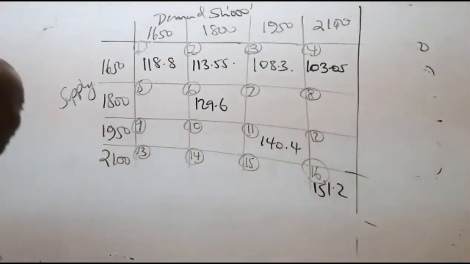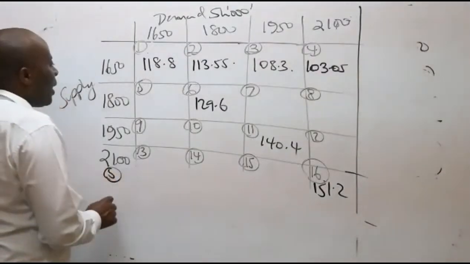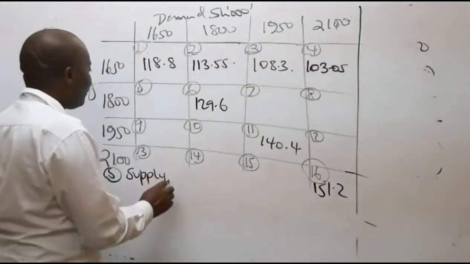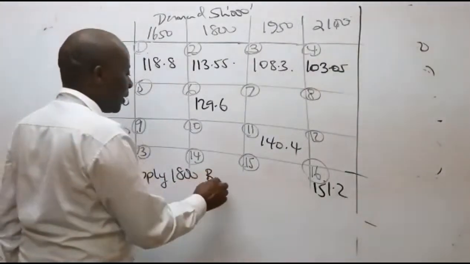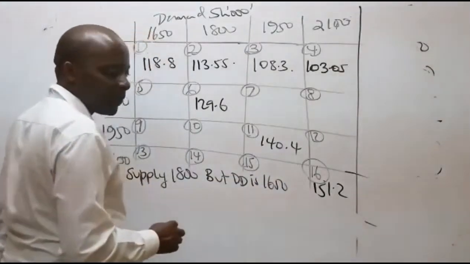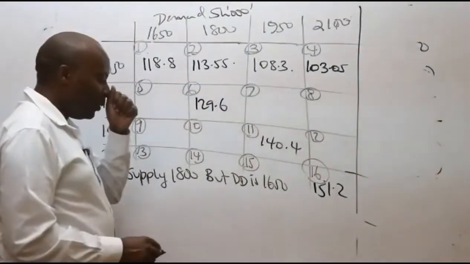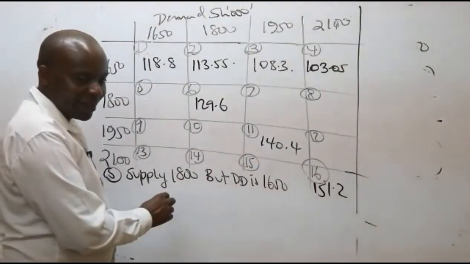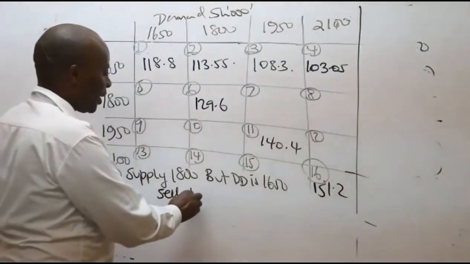Allow me to do this one. So this one is cell number 5. And for cell number 5, ladies and gentlemen, we have supplied 1800, but demand is 1650. So of course you'll compare supply and demand, and the effective one will be the lower. So in this case here, sell the lower, sell 1650.